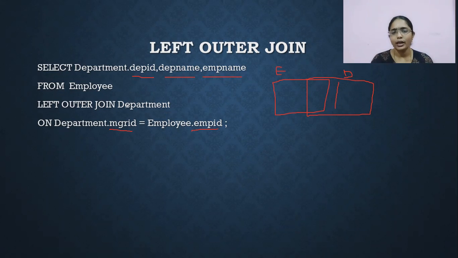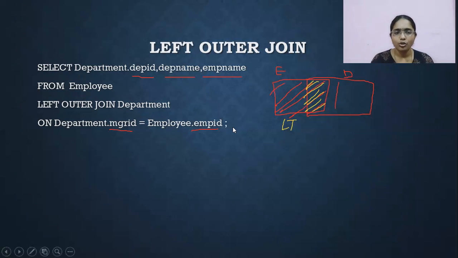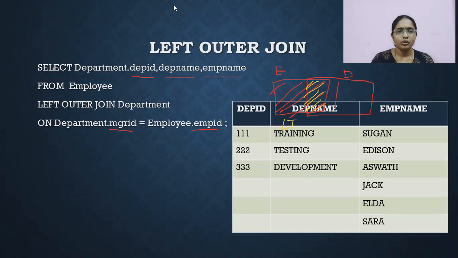In the case of left outer join, what happened? All the information of your left table is going to be fetched, and whatever information is matching for both the tables. These are the pieces of information which are matching for both the tables, right? The matching information as well as the entire information of your left table will be fetched. The non-matching information of the right table will never be fetched. This is all about your left outer join. Now let's go ahead with the example.